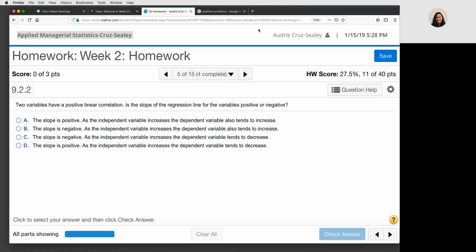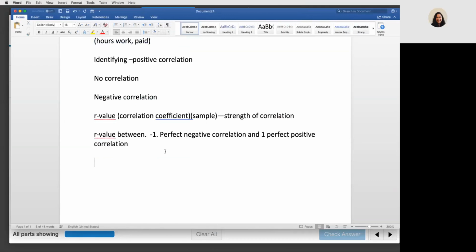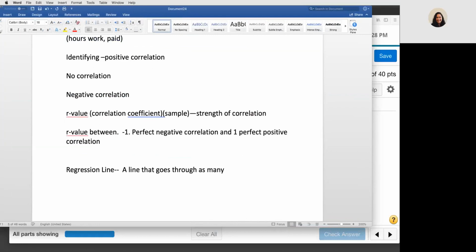Now, we're going into another topic, so let's get our notes back out. First I have to tell you what a regression line is, right? A regression line is a line that goes through as many points, or in between many points, in your scatter plot. The regression line is used for predictions, which we'll talk about a little bit later. And then I'm going to show you a picture.